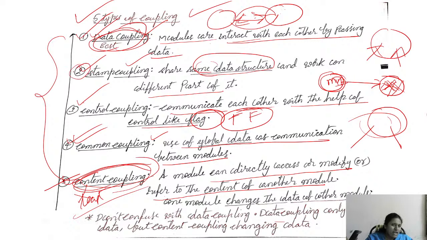Next, second is stamp coupling. They are sharing a data structure and work on different parts of that data structure. Next one is control coupling. Control coupling is communicating with each other using a flag. Next one is common coupling. Common coupling means they are using global data for communicating between the modules. Okay, friends, please try to remember these terms. It is very important terminology.